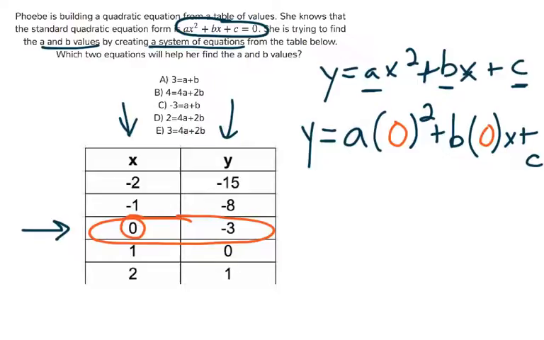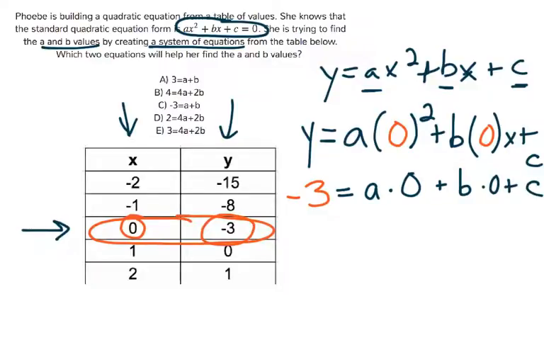Okay, so I plugged in my 0. Now the other thing to note here is I know the output already. I already know what this whole thing becomes. It becomes negative 3. So I'm going to plug that in instead of y. I'm going to start simplifying the right side. A times 0 squared. Well, 0 squared is 0 times 0, which is 0. A times 0 is what I'm left with, plus b times 0 plus c. A times 0 is actually just 0. I'm crossing that out. Plus b times 0, that's also 0. So I actually end up with negative 3 equals c.